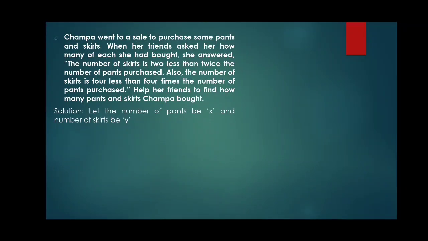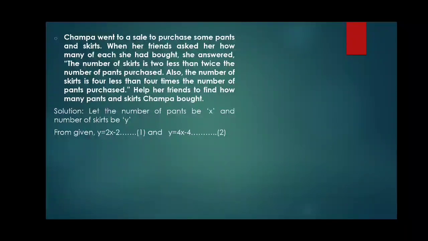So, solution: let the number of pants be x and the number of skirts be y. Now from the first situation, the number of skirts is 2 less than twice the number of pants. Since she is talking about the number of skirts, y is equal to twice the number of pants, 2x, minus 2. That will be our first equation. Similarly, the number of skirts is 4 less than 4 times the number of pants. That means y is equal to 4x minus 4 will be our second equation.